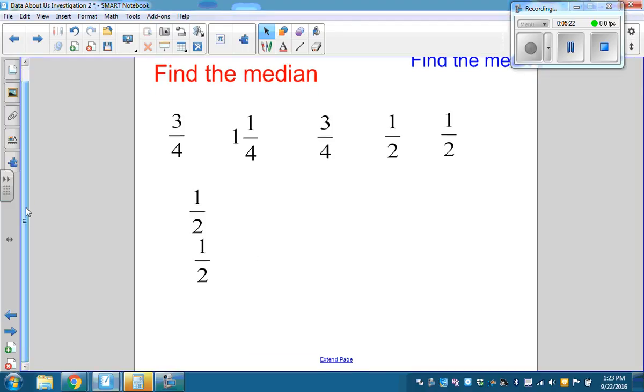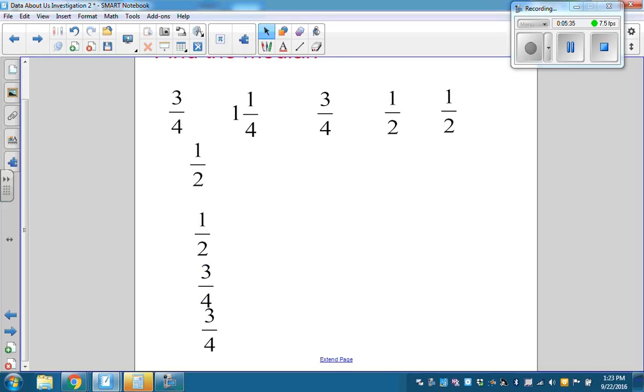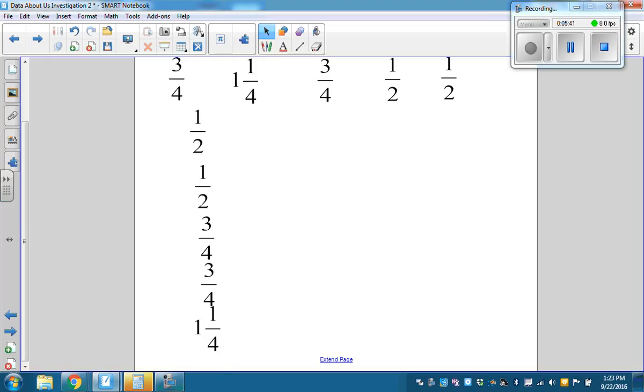So I'm rewriting the list. Then 3/4, and those are kind of small. Let's make them a little smaller here. That's okay. Half, 3/4, and 1 1/4. I'm making a nice list.